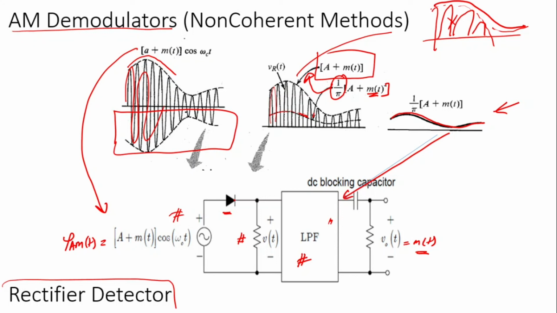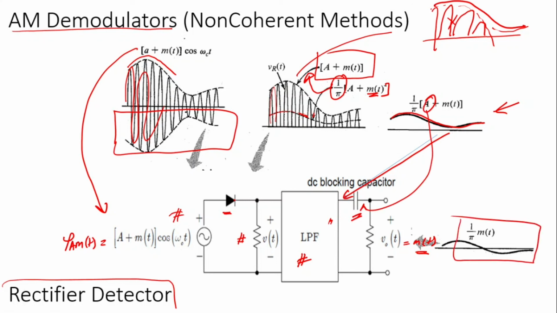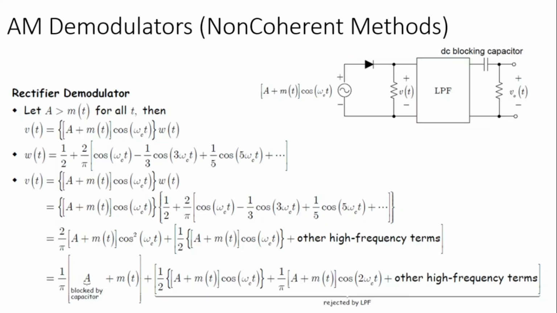before the capacitor, so this capacitor would remove the DC offset, that is, it would remove this A. So eventually if we remove the A by means of this capacitor, we would have 1 by pi m of t. That is a signal that we desired, or that is the one that we initially modulated.